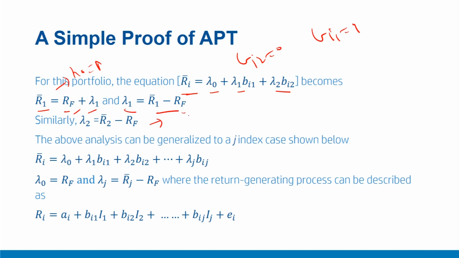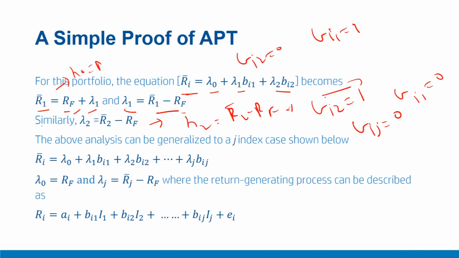Similarly, we can also obtain lambda 2 equal to R2 bar minus Rf by simply suggesting that there exists a portfolio with only sensitivity towards this index I2, bi2 equal to 1, which is the sensitivity with respect to index I2, and all the other bij's as 0. For example, if there are only two indices as we have assumed, then bi1 equal to 0. So using that property, we can find lambda 2 equal to R2 bar minus Rf. This analysis can be generalized to a J-index case also.